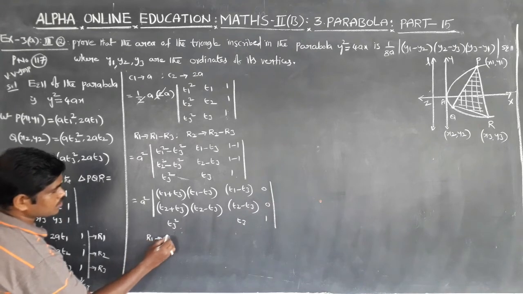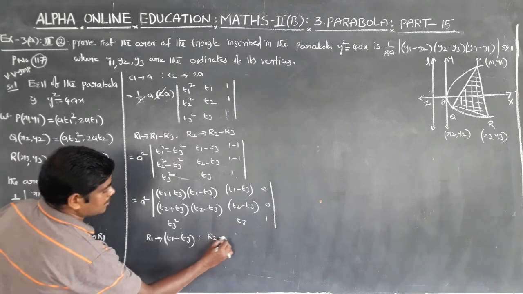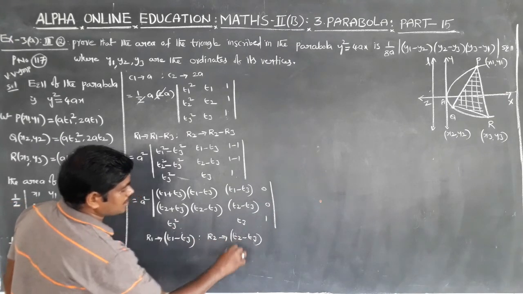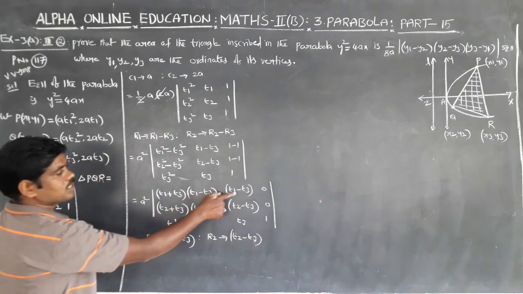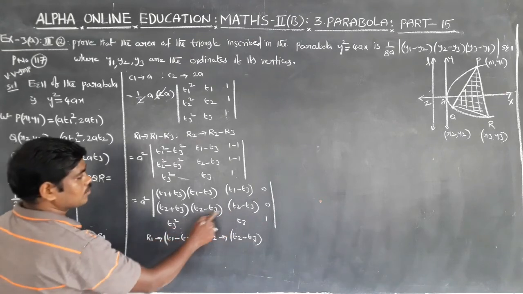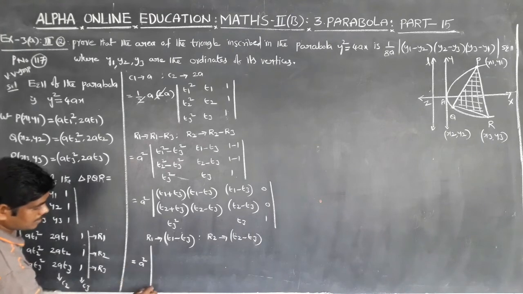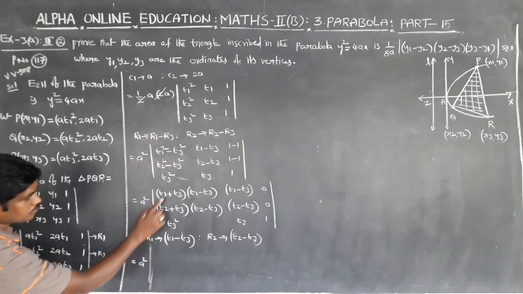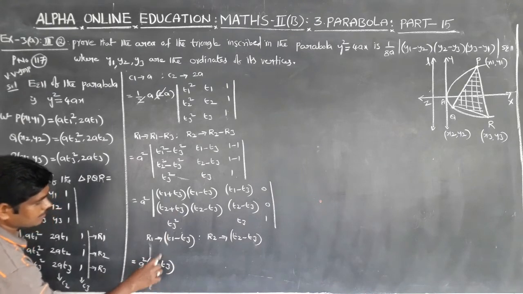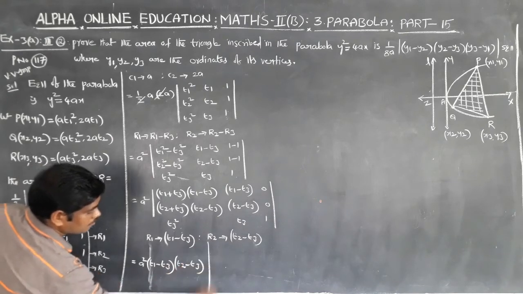Into first row T1 minus T3. Again common into second row T2 minus T3. Common into first row T1 minus T3. Common into second row T2 minus T3. A square mod. A square into common into first row T1 minus T3. Second row T2 minus T3 mod.